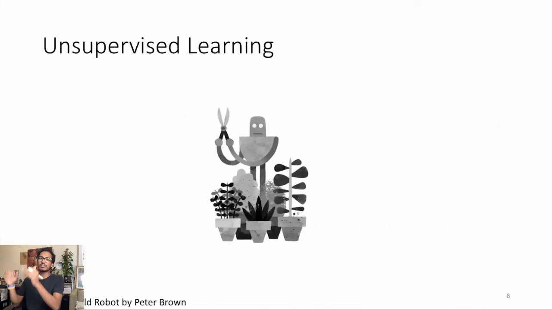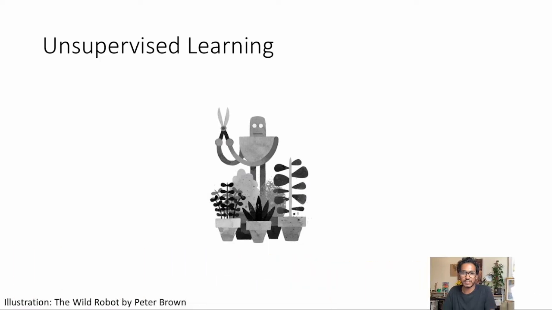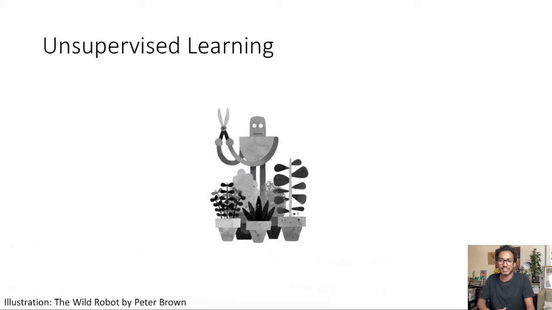And we talked about supervised learning. What about unsupervised learning? I thought I should mention that this illustration, I really liked it. It's from this book called The Wild Robot. So the idea is we let the computer figure out things on its own. For example, let's say there's apples. Let's see if I can draw some apples nicely.